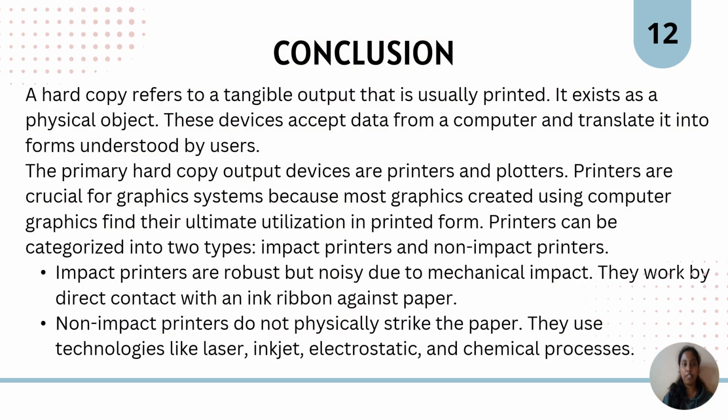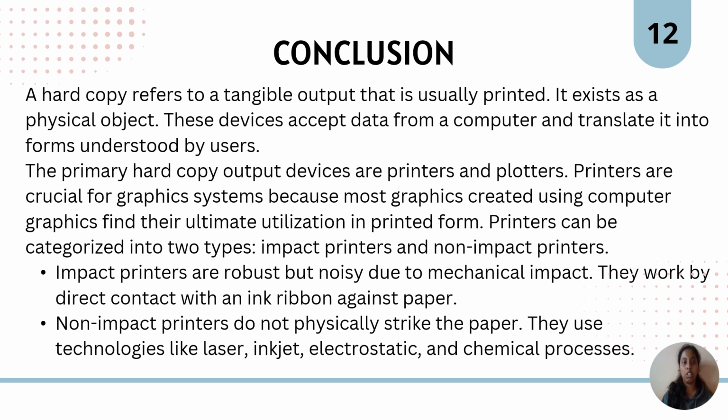A hard copy refers to the tangible output that is usually printed. It exists as a physical object. These devices accept data from the computer and translate it into forms understood by the users. The primary hard copy output devices are printers and plotters. Printers are crucial for graphics systems because most graphics created using computer graphics find their ultimate utilization in printed form. Printers can be classified into two categories: impact printers and non-impact printers.